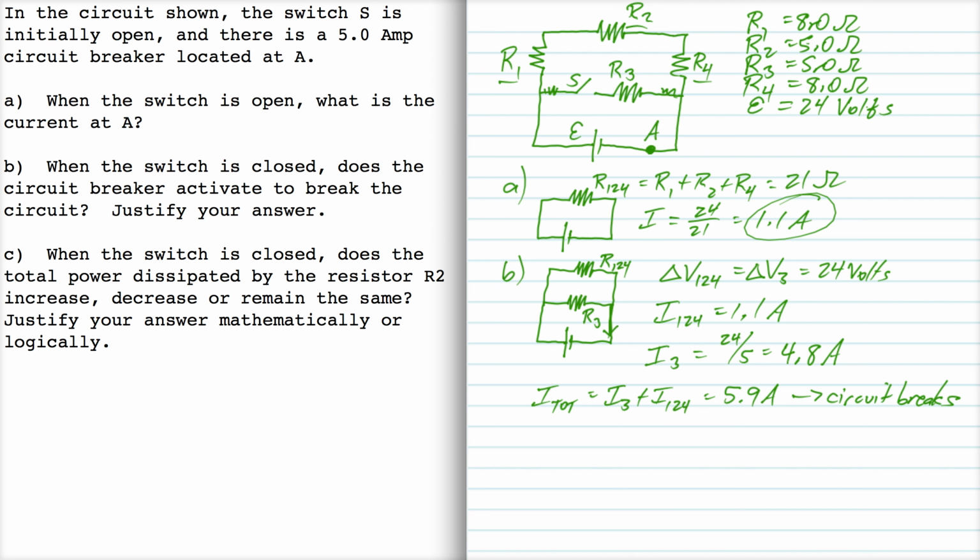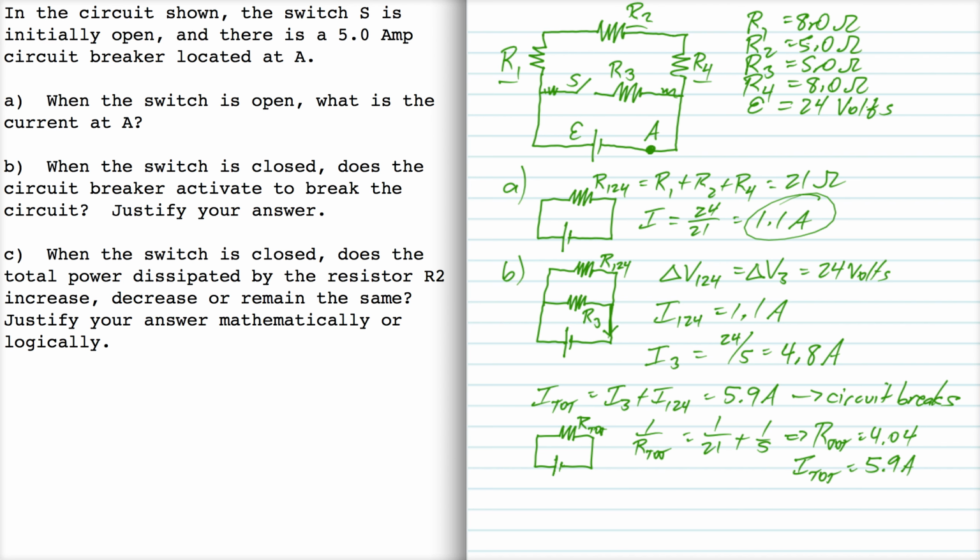Okay, another way to do this would be, you could also consider R3 and R124 as a single resistor, R total. Right, where 1 over R total is equal to 1 over 21 plus 1 over 5, and therefore R total is 4.04, and I total is 24 over R total, which is 5.9 amps. So either way, the circuit breaks.